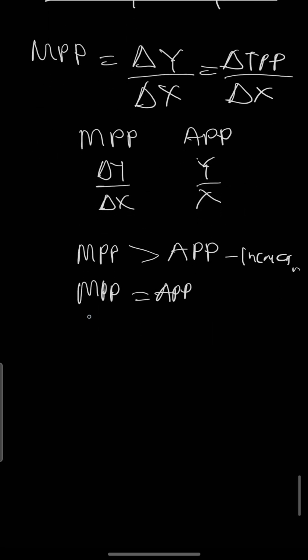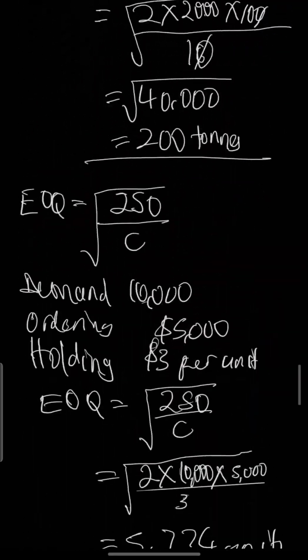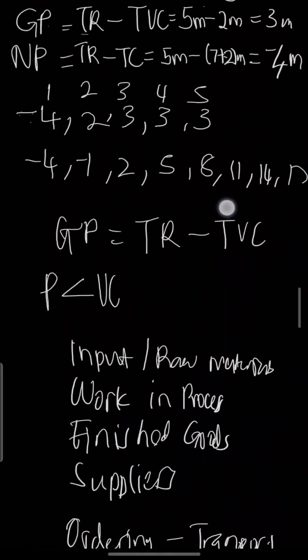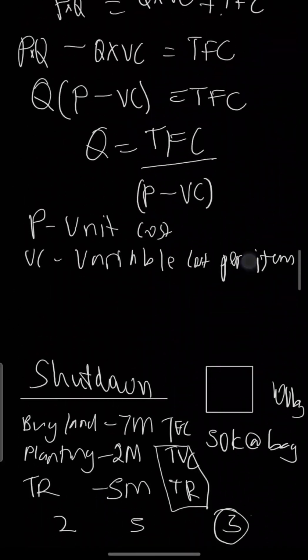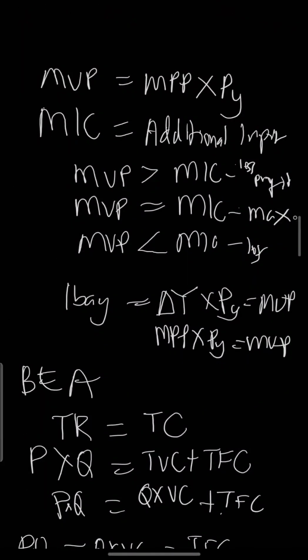Then we have a point where the marginal physical product is less than the average physical product. This is the point of diminishing returns. The additional you're getting is less than the average. This is the optimum. Let's go and confirm. Yesterday I was clear about this. Maximum profitability, loss.